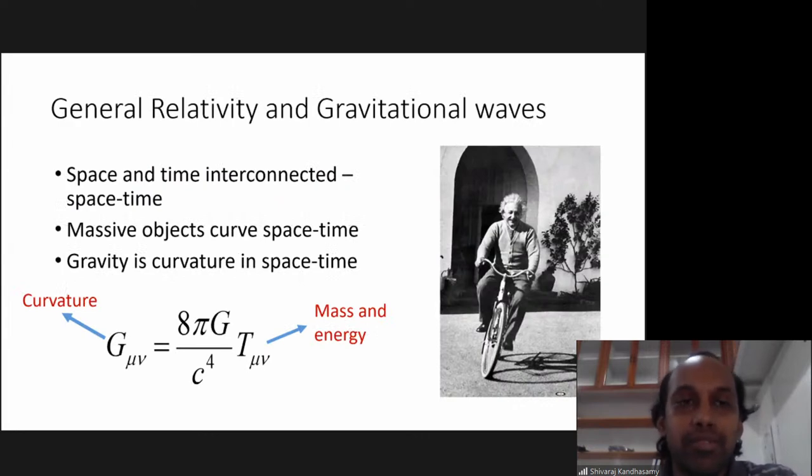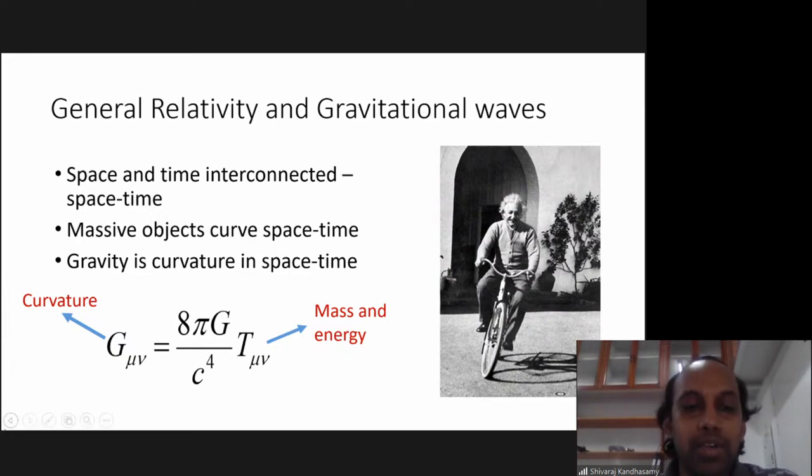Before we go into this technical discussion, let's start with a brief introduction of what gravitational waves are. It starts with general relativity. In general relativity, space and time are interconnected, so they behave as a single object. In that space-time, whenever we put a massive object, it actually affects the space-time. Basically, it distorts or curves the space-time. And gravity is basically the curvature or the distortion of the space-time by that massive object.